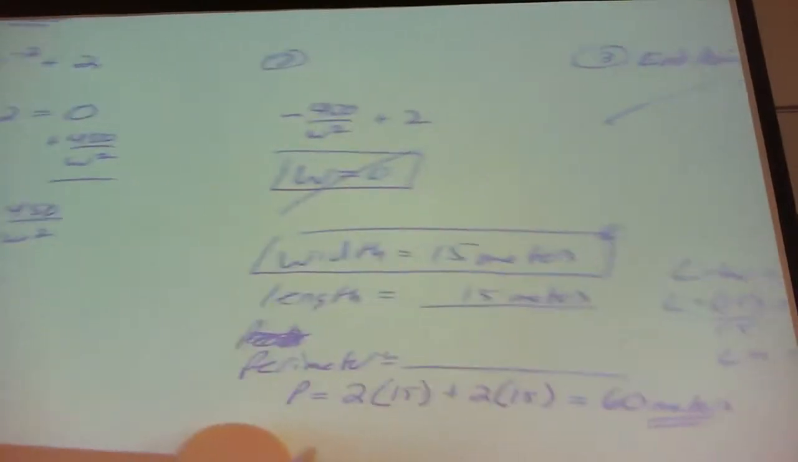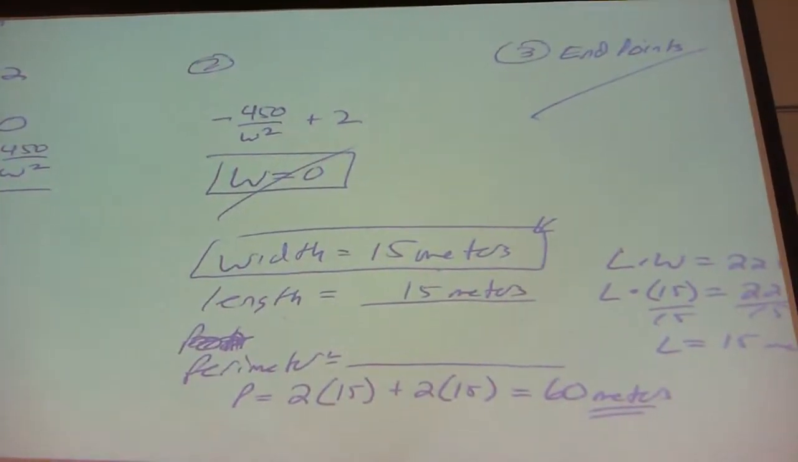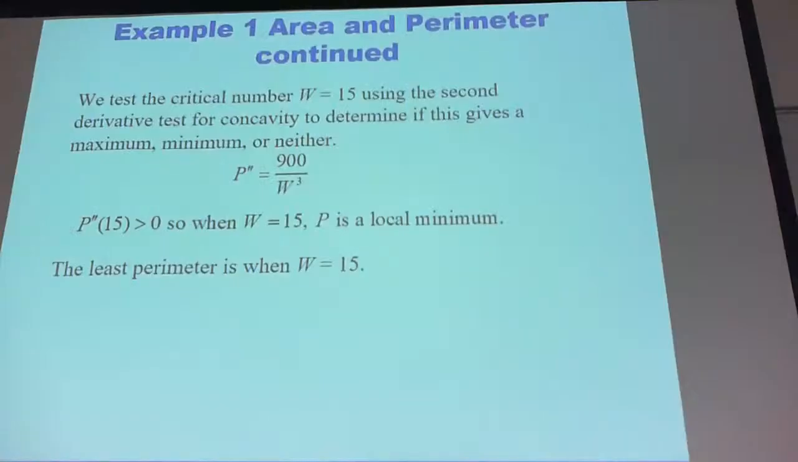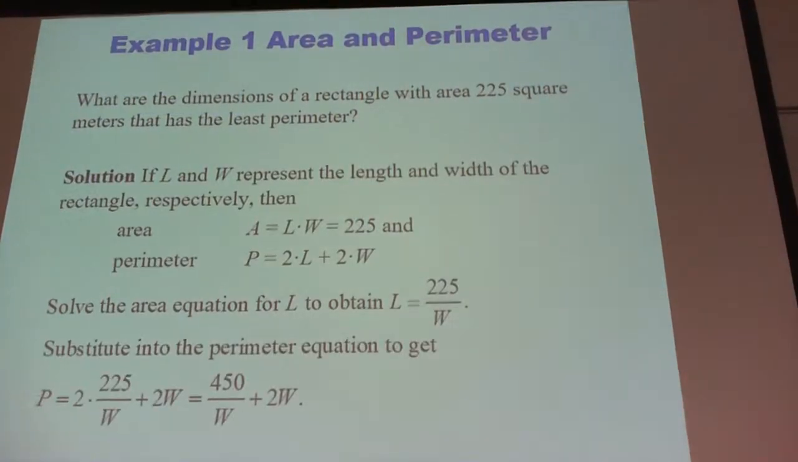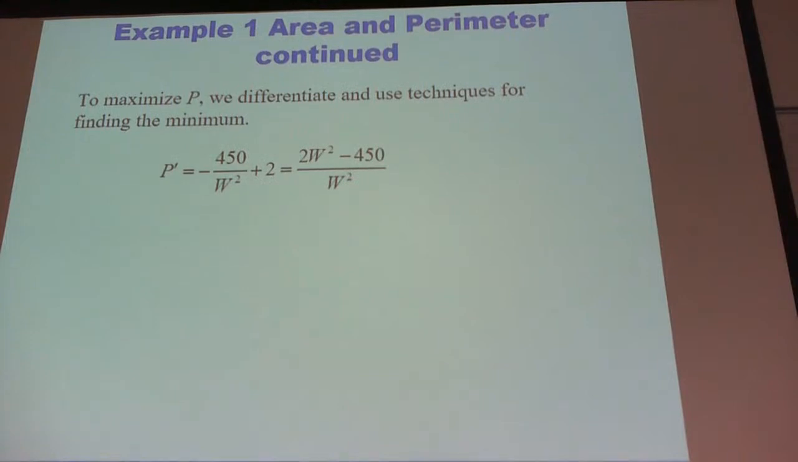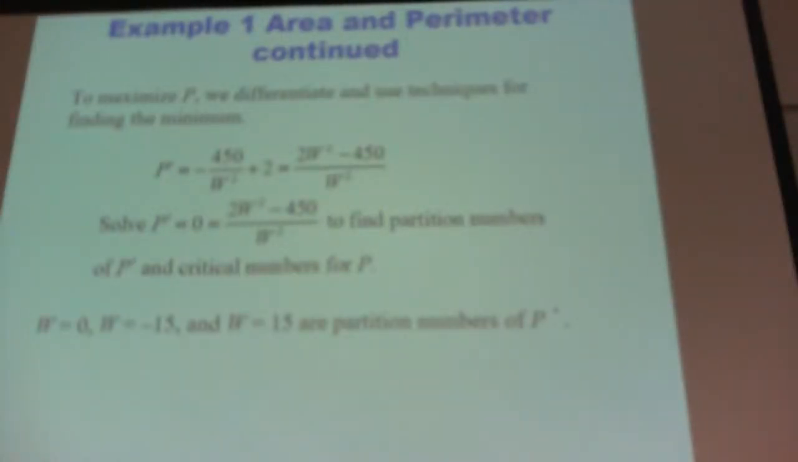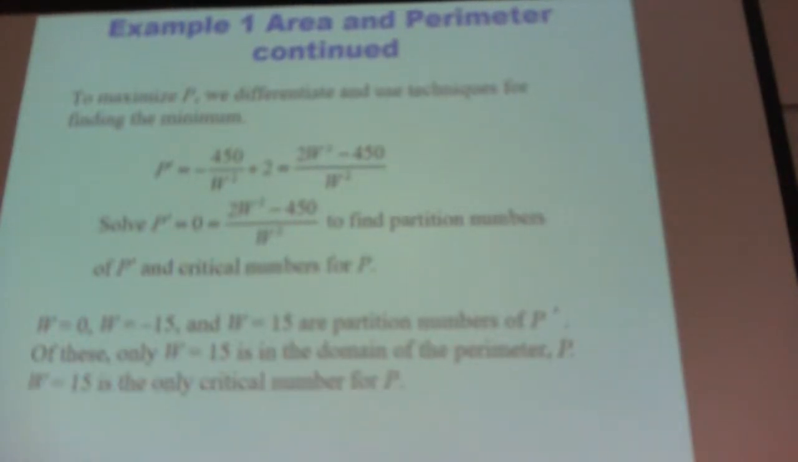Okay? Word problem number 1. Let me go through real quick how they worked it out. So we had our perimeter. We found the first derivative, set equal to 0. When we did that, we got the numbers -15, 15, and 0. But the only number that worked was 15.